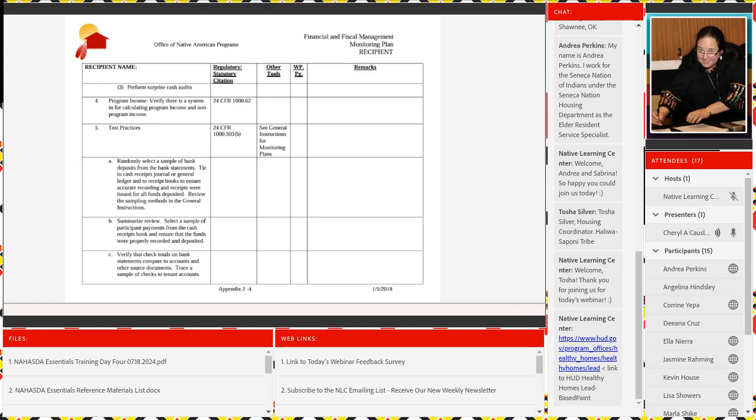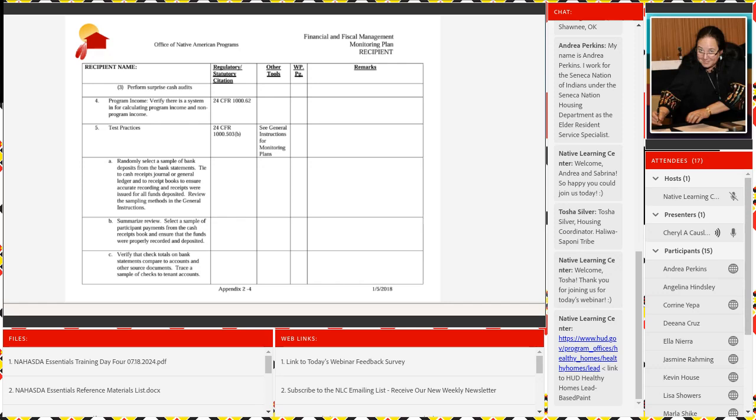And it'll show you where in the regulations they're getting this from, so you should read that too. Randomly select a sample of bank deposits from the bank statement. Tie the cash receipts journal or general ledger to receipt books to ensure accurate recording, and that receipts were issued for all funds deposited. Review the sampling methods and the general instructions. Summarize the review. Select a sample of participant payments from the cash receipt book and ensure that the funds were properly recorded and deposited. Verify check totals on the bank statements.